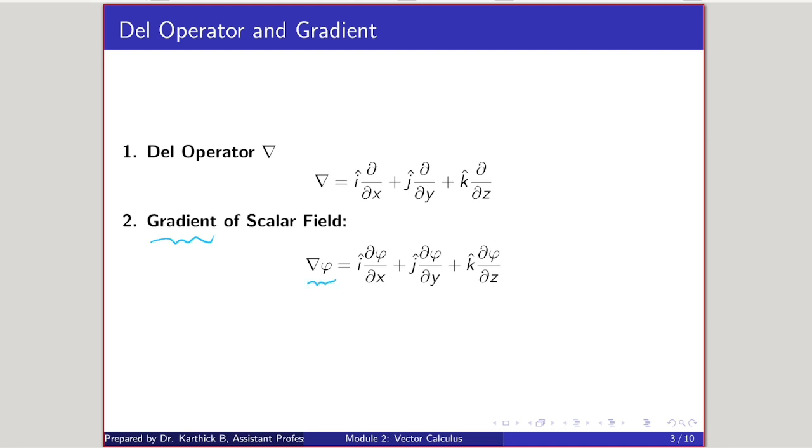It will be denoted as gradient φ, the gradient of a scalar field. That means if I am given any function φ as x i vector plus y j vector plus z k vector, any surface or function, and I need the gradient of this, we will do i cap ∂φ/∂x plus j cap ∂φ/∂y plus k cap ∂φ/∂z. This will be the gradient.